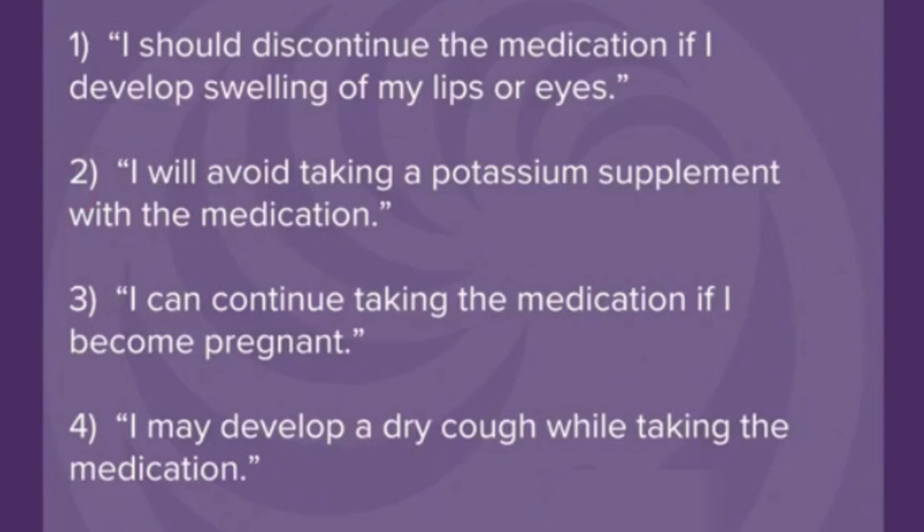Option 2 says, I will avoid taking a potassium supplement with the medication. This is going to be an incorrect option as well because it is a true statement. It doesn't require follow-up. We want to avoid potassium supplements or potassium-sparing diuretics. It increases the risk for hyperkalemia and cardiac dysrhythmias with ACE inhibitors. Option 3 says I can continue taking the medication if I become pregnant. This is going to be our correct option because it requires follow-up, okay? So ramipril, ACE inhibitors can cause renal dysfunction to the fetus in utero. It can pass through breast milk as well. So we will need some other medication to control our hypertension if we become pregnant.